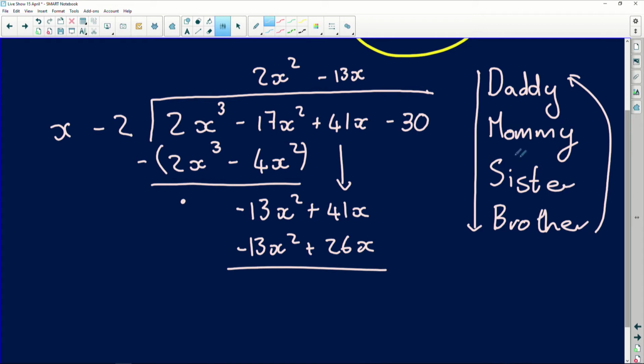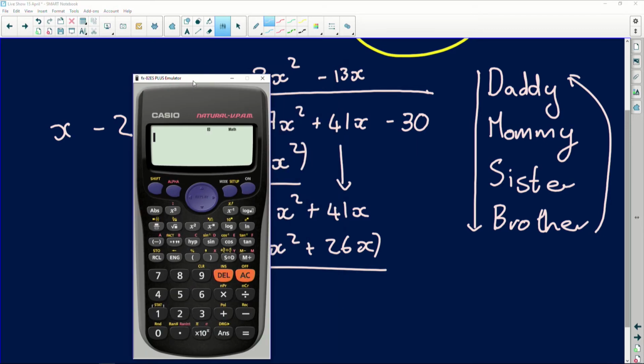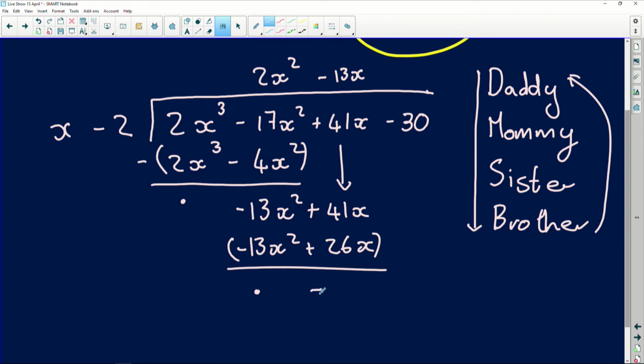Okay, we've done mommy, we're now with sister. She says subtract. Negative 13x squared minus negative 13x squared gets me 0, that's what I want. And we get 41x minus 26x. Okay, guys, let me just check that on my calculator quickly. That's going to be 41 minus 26, and that gets me 15. Great. So that gets me plus 15x. The next step is brother. So I'm going to bring down what brother asks for us.